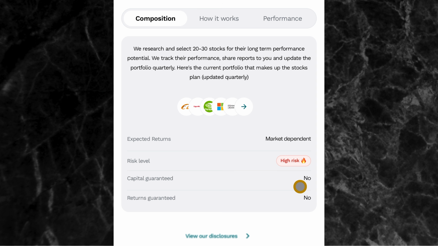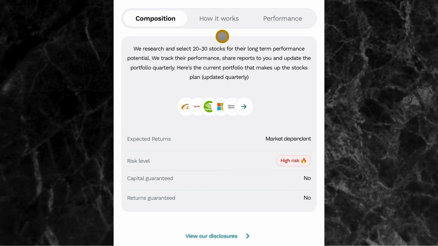Remember, I said it's just like crypto. So don't forget, if you invest in crypto too, if the price of that crypto goes down, your money also goes down. So always remember that. So capital guaranteed is no, and then returns guaranteed is also no. So your returns are not guaranteed, and that is why it is a high risk investment.